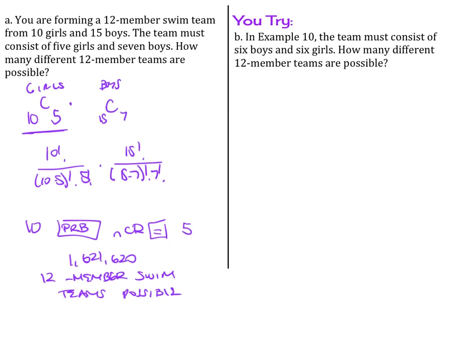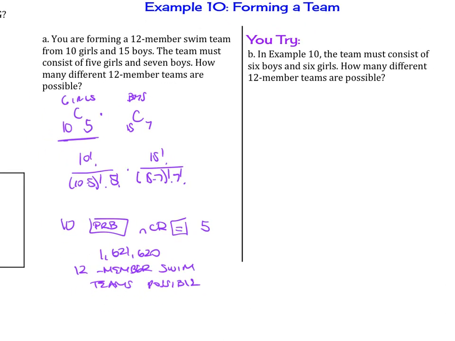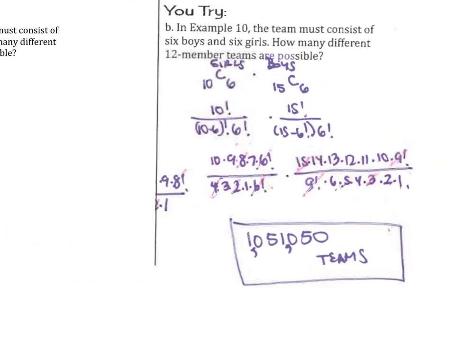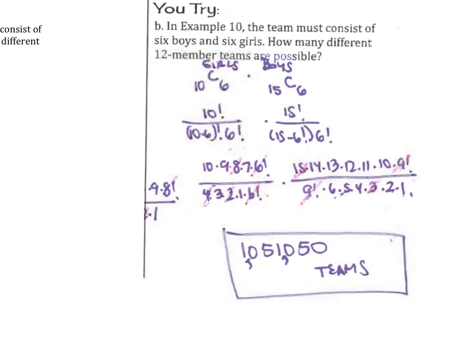Try this example here. In the previous example, the team must consist of 6 boys and 6 girls instead. How many different 12-member teams are possible? For the girls, it's 10 choose 6, times 15 choose 6 of the boys. You would find that there would be 1,051,050 teams possible.